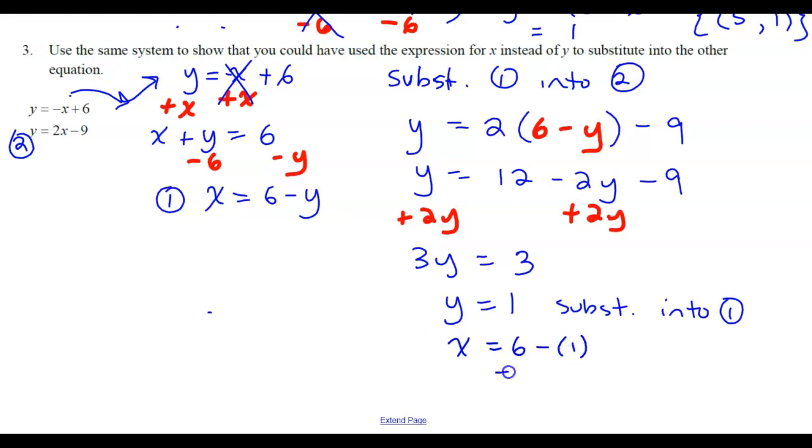Which of those was easiest? The first one I did or the second one? First one, right? Because it was y equals. If both of them are y equals, then that's easier to substitute in. But either of them work. And obviously you get the same answer, right? The second way, I solved for x and I substituted in to get the y value of 1.